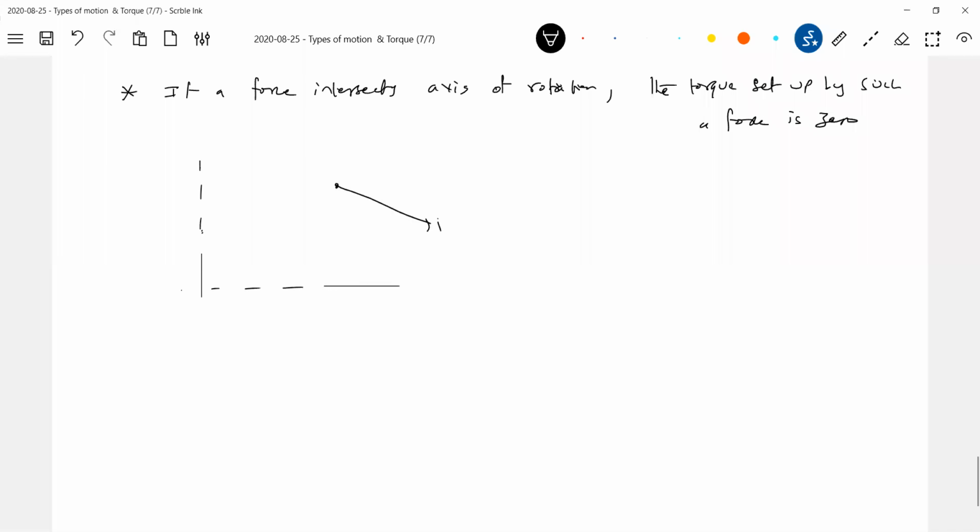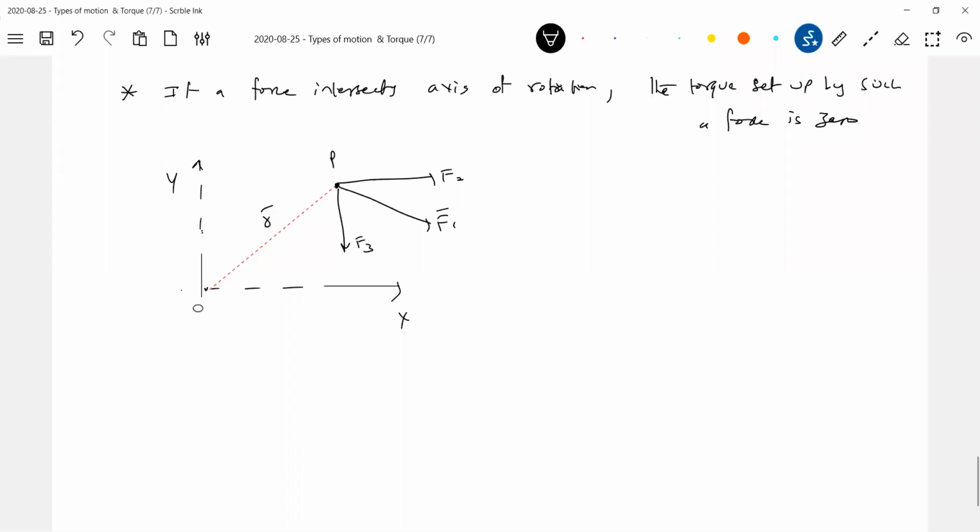So one force F1 is acting like this. The other force F2 is acting here, and the other force F3 is acting here. Then what is the torque set up by these forces about an axis passing through origin, or about the Z axis?